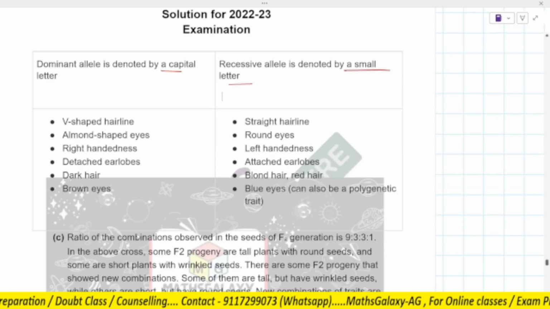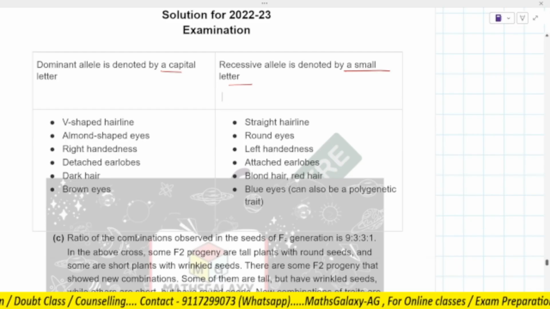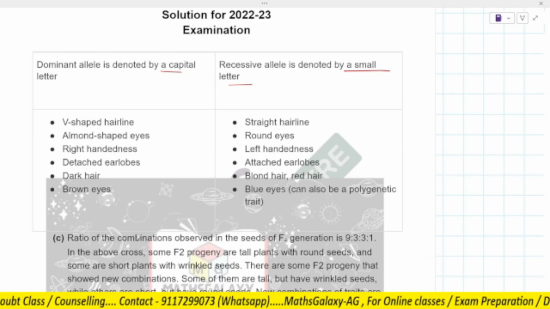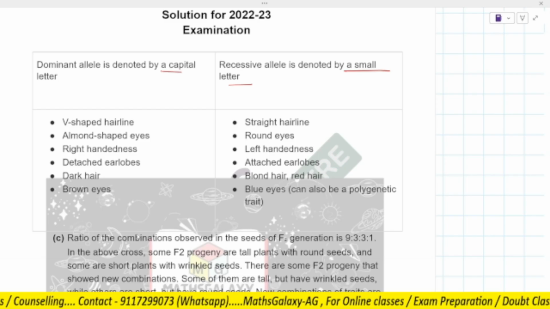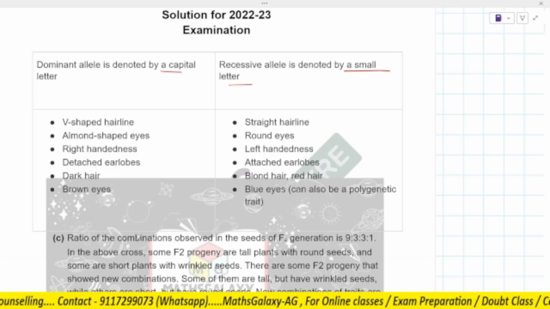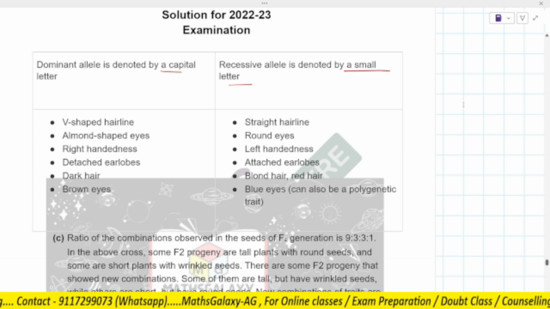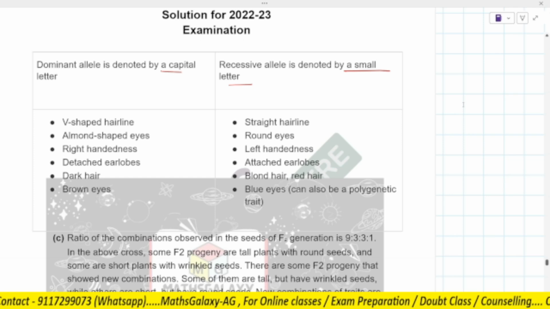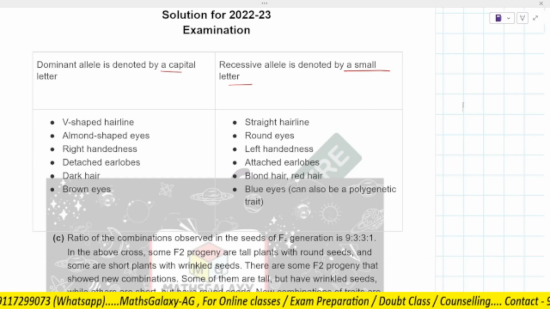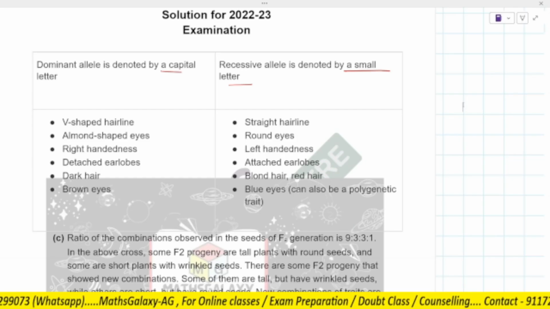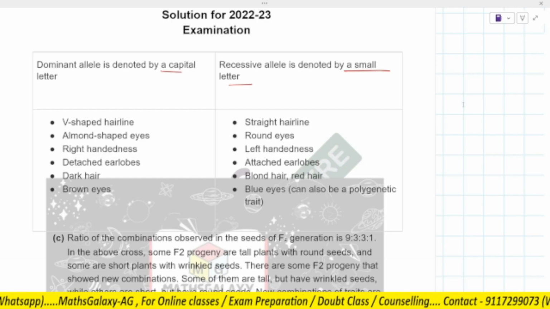In dominant traits, it is V-shaped hairline, almond-shaped eyes, right-handedness, detached ear lobes, dark hair or brown eyes. And the recessive may give as a result a straight hairline, round eyes, left-handedness, attached ear lobes, blonde hair or red hair, blue eyes, and can be a polygenic trait. Okay.